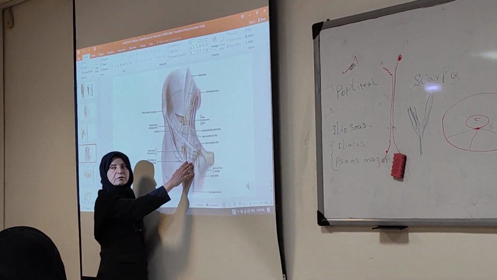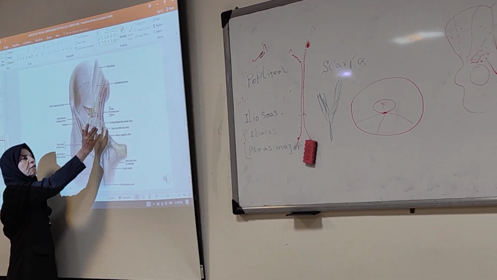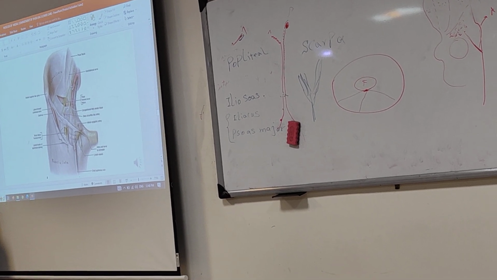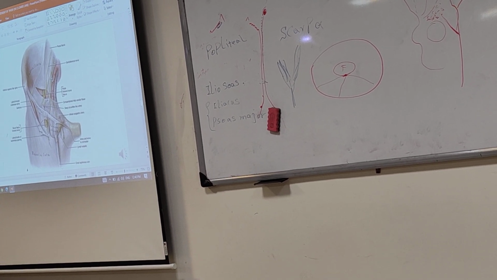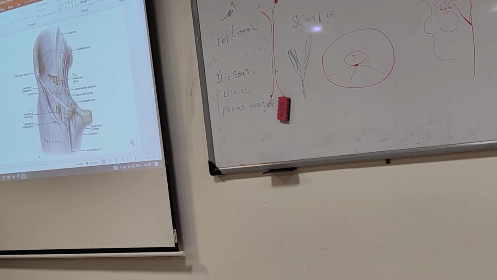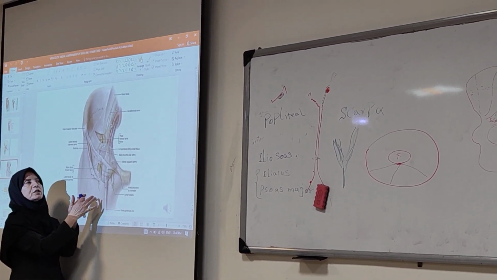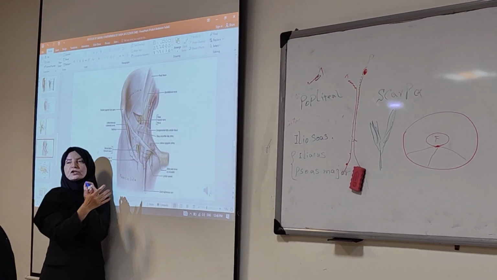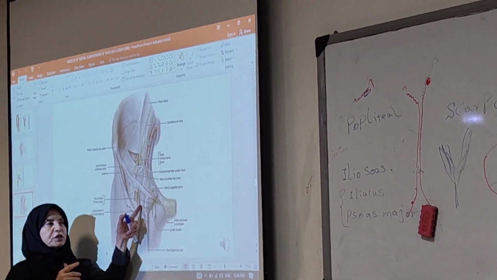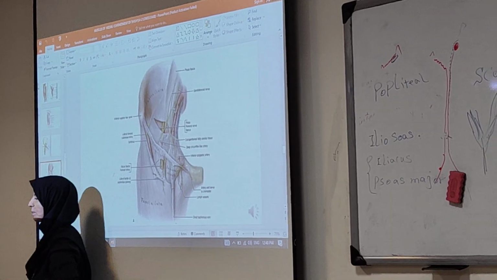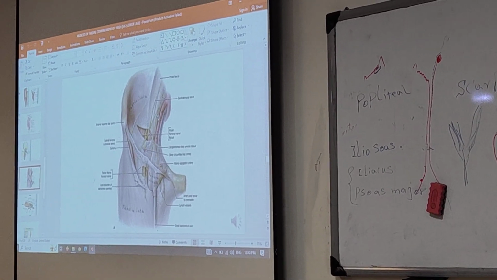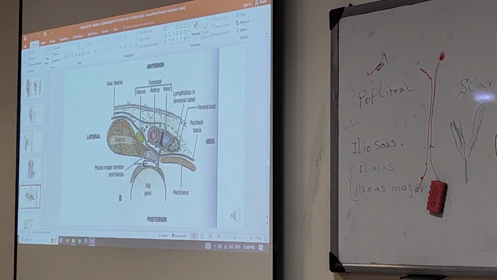Of which sheet, which fascia? Fascia transversalis and fascia iliaca. Both of them are going to continue into the femoral sheath. The femoral sheath has 3 compartments.